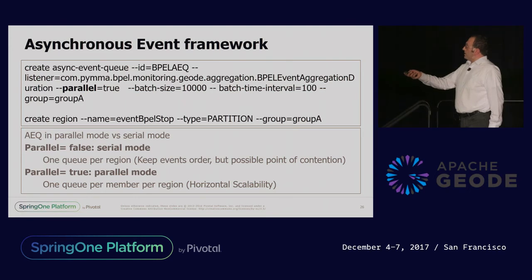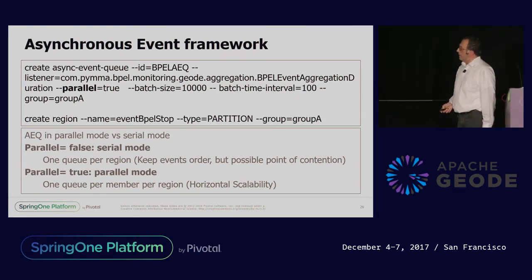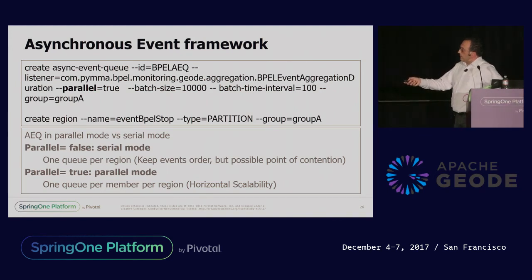How to do it? Very easy. You have to create an asynchronous queue, link the asynchronous queue to a listener, and associate a group to the asynchronous queue. And when you create a region, you associate the region to the group, and then you associate the listener and the queue to the region. You can see that I put this parameter in bold because we will talk about that now.